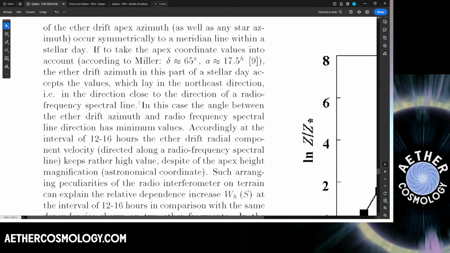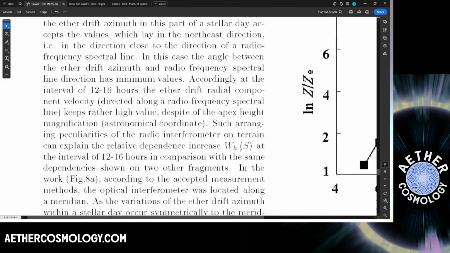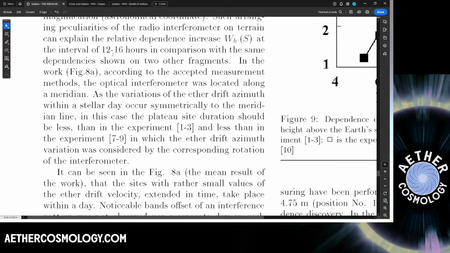In this case, the angle between the ether drift azimuth and radio frequency spectral line direction has minimum values. Accordingly, at the interval of 12 to 16 hours, the ether drift radial component velocity directed along a radio frequency spectral line keeps a rather high value despite the apex height magnification astronomical coordinate. Such arranging peculiarities of the radio interferometer on terrain can explain the relative dependence variance of ether drift on sidereal time at the interval of 12 to 16 hours in comparison with the same dependencies shown on the other fragments.